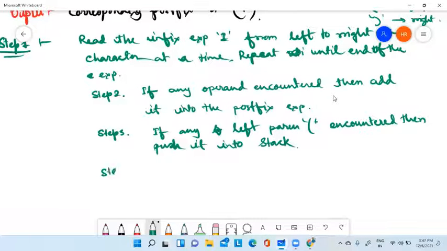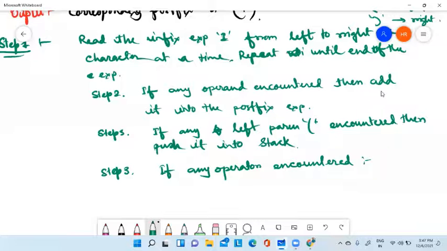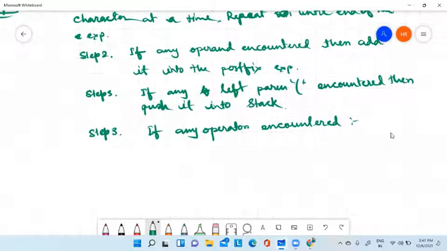Next thing we can get: if any operator is encountered. If I get any operator, what do I have to do? This one is a little bit tricky, so try to understand.